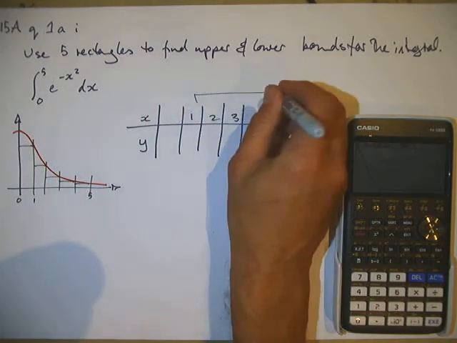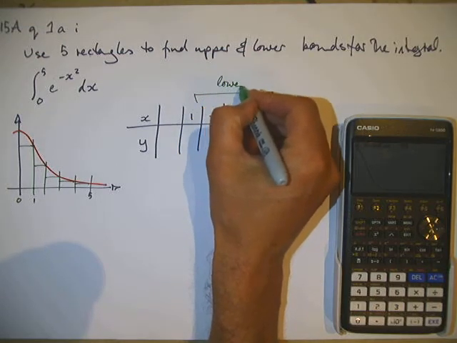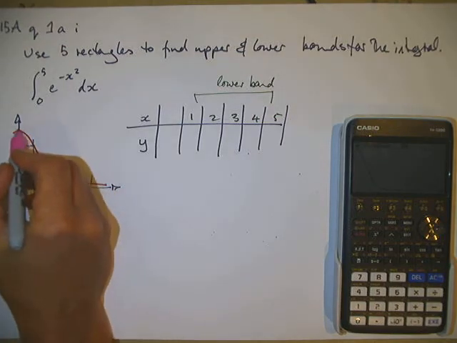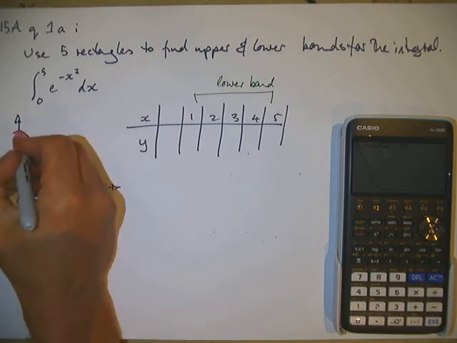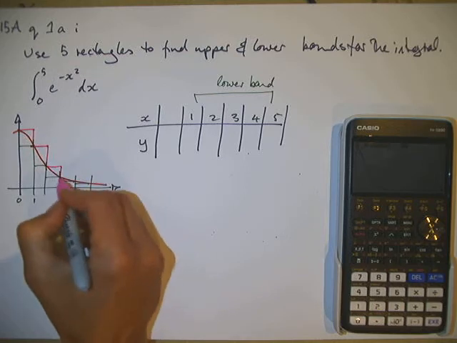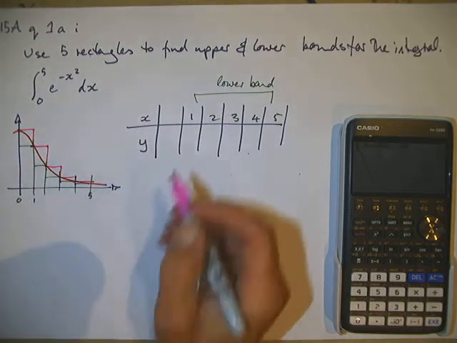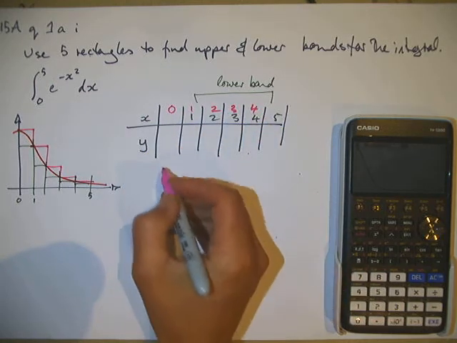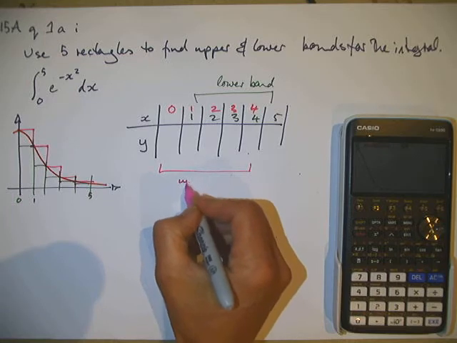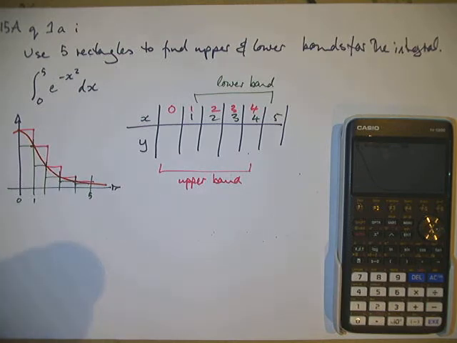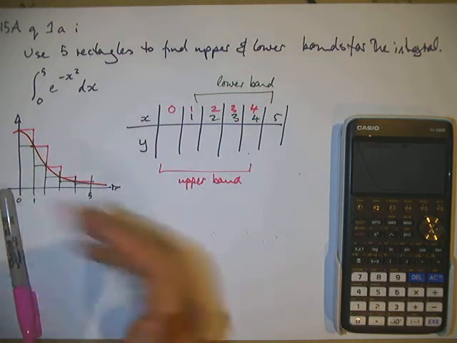Using these values will give you a lower bound for the integral, whereas if instead we use the first value in each interval to draw the rectangle, we would get that. If instead we use 0, 1, 2, 3, and 4, we're going to get an upper bound in this case, because this is a decreasing function. But by drawing the diagram, you get a sense of that.